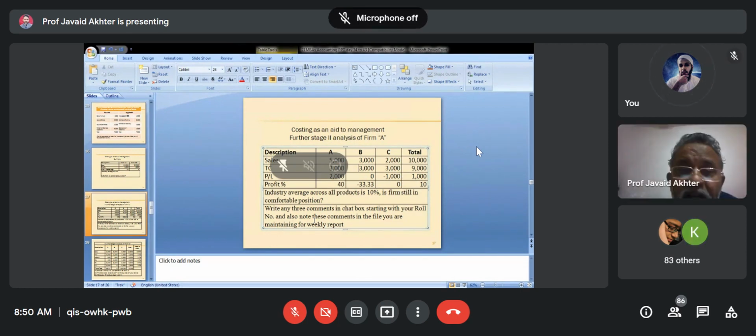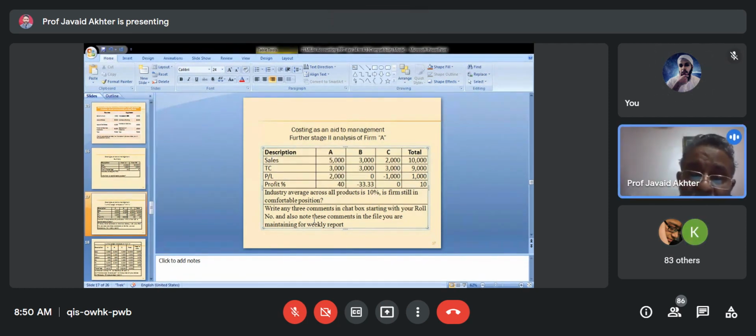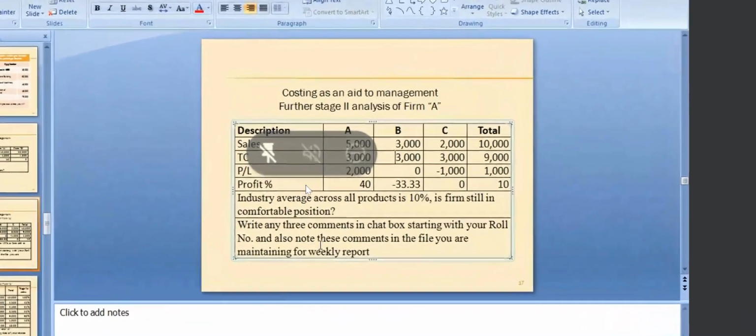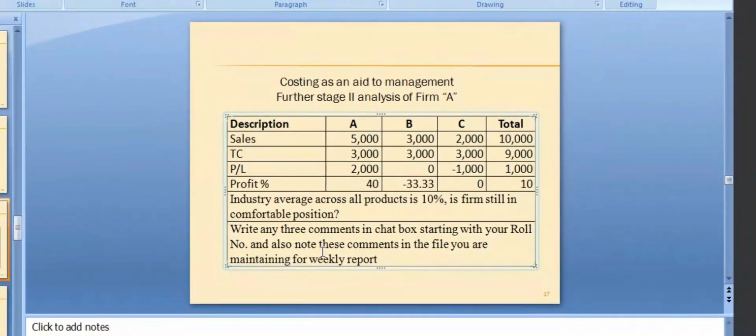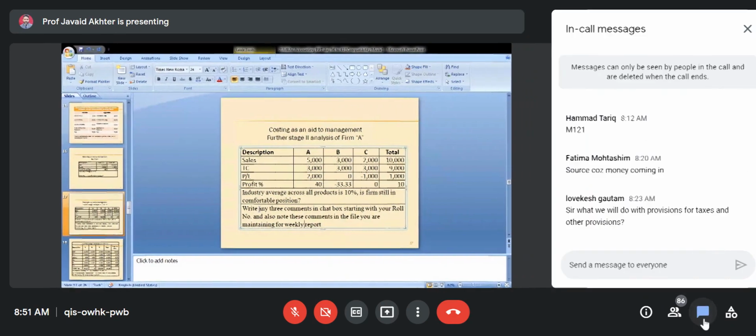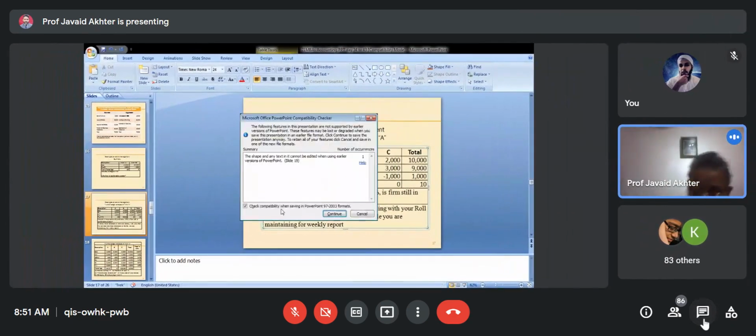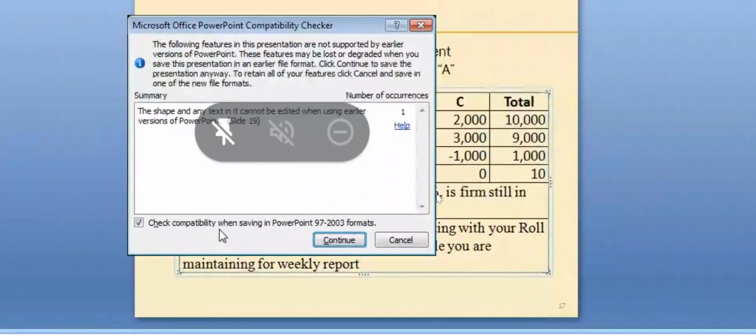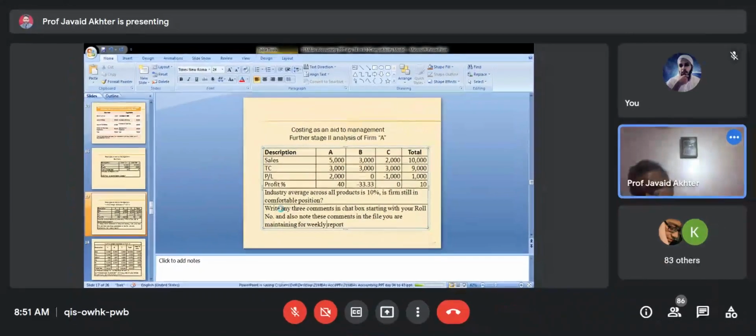Yes, sir. Therefore, the number of relevant observations that you can make is endless. Now, what is written in the second and third line? This you forget. This you don't do. Write any 3 comments in the chat box. Leave it now. We have already spent enough time. Then also note these comments in the file that you are maintaining for a weekly report. All the comments that we discussed in this class, recall them and make a note in the file that you are maintaining. I hope your file is up to date now.